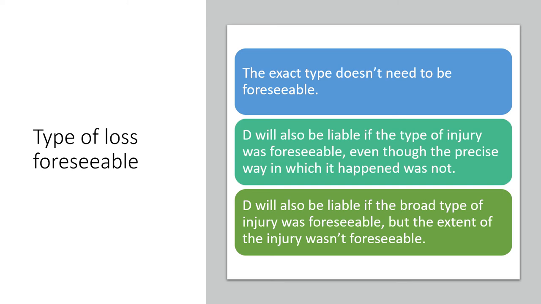And the defendant will also be liable if the broad type of injury was foreseeable, but the extent of the injury wasn't foreseeable. So those are two key rules, and they're slightly different in the approach.